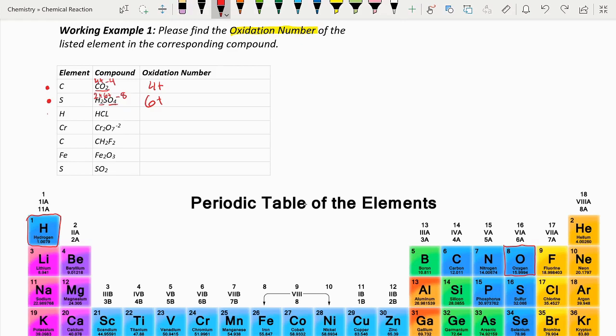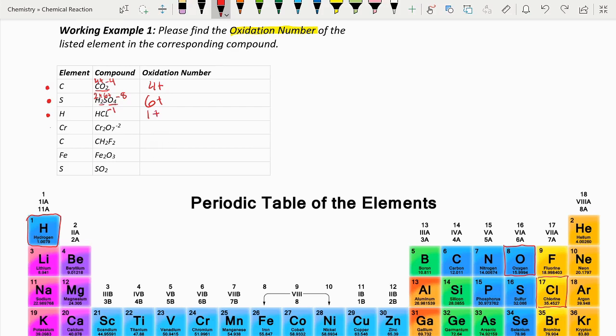Now let's move on to our third example. So this is the element hydrogen in the compound hydrochloric acid. So the hydrochloric acid is essentially just made up of hydrogen and chlorine. And if we find chlorine on the periodic table, we can see that it is in the 7th group, which means that it needs one more electron. So hydrogen has to give that one more electron, which means the oxidation number for hydrogen is 1 plus.